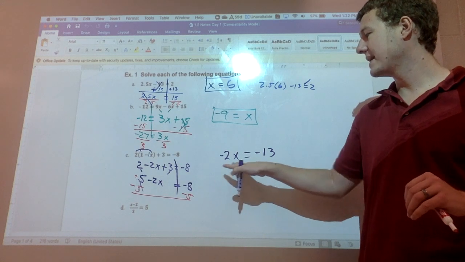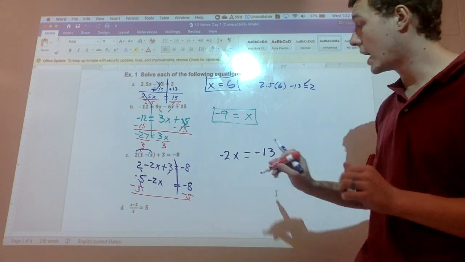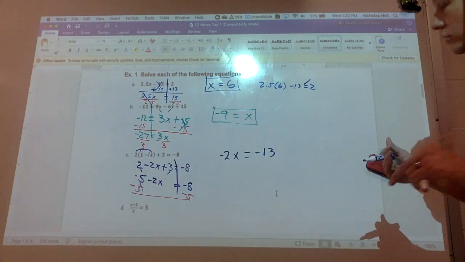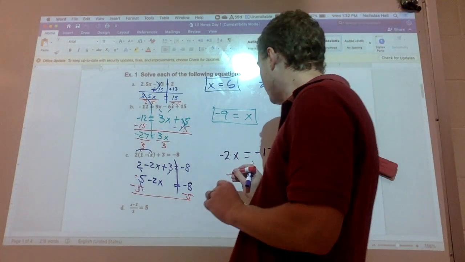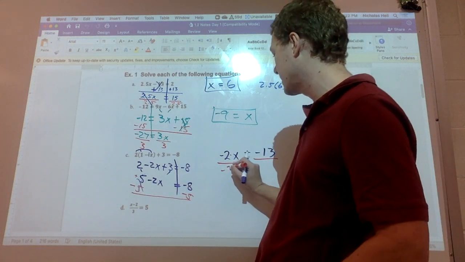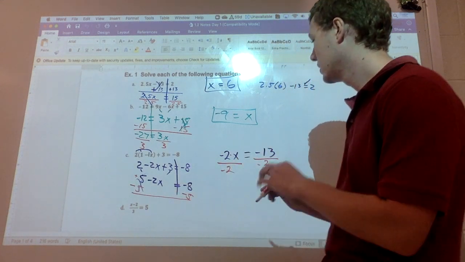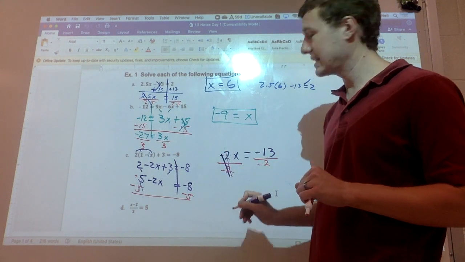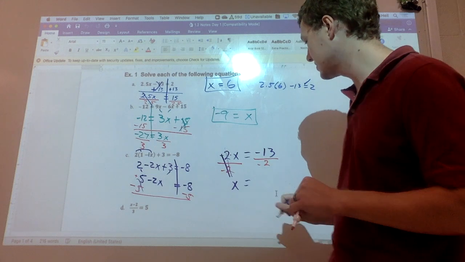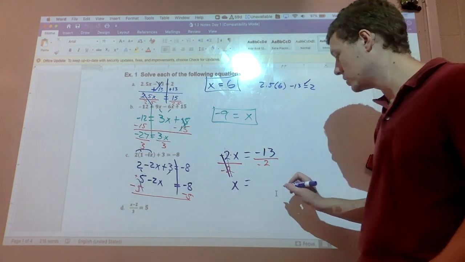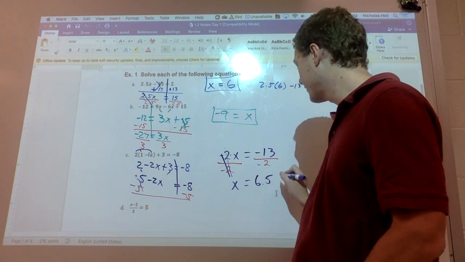Now, I've got my negative 2, and this is times x. Notice there's no operation in between, so we know that's multiplication. In order to undo multiply, we divide. Now we divide by the number we want to get rid of, which is negative 2. x is the only thing that stays here, equals. Now you can type that into a calculator. You will end up with a decimal, which is 6.5.